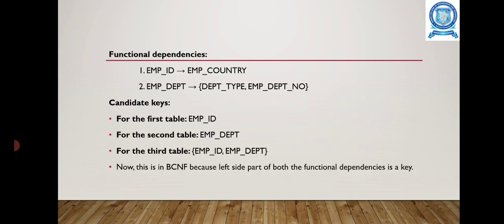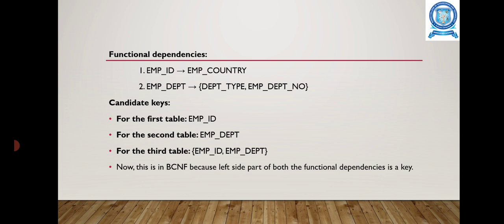These are the functional dependencies in the tables. Now we consider the candidate keys. For the first table, employee ID is the candidate key. For the second table, employee department is the candidate key. For the third table, employee ID comma employee department is the candidate key. Now this is in the Boyce-Codd normal form, because the left side of both functional dependencies is a key.